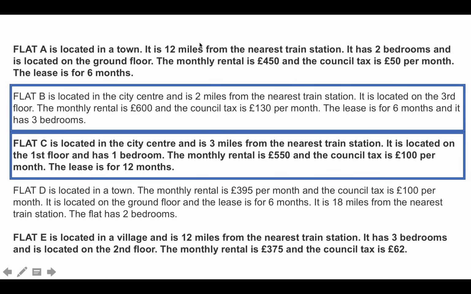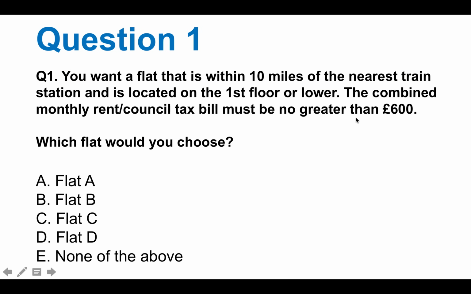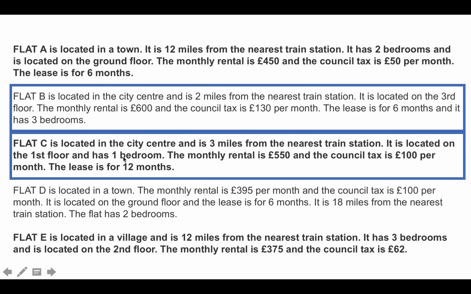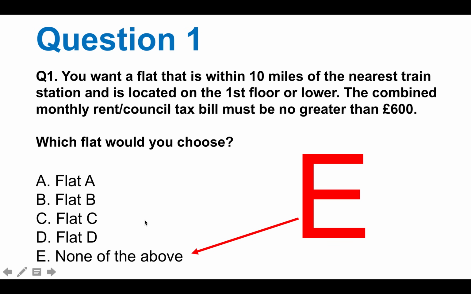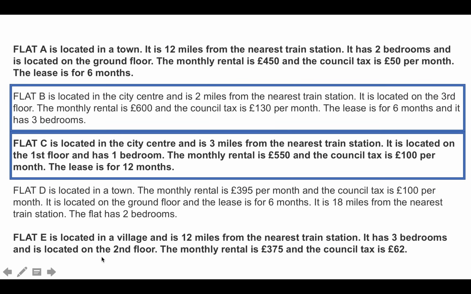Okay, so if we go through now, we know it's flat B or flat C. The monthly rental is 600 and the council tax is 130, so we can eliminate that because that's over the price threshold of no more than 600. And here, the monthly rental is 550 and the council tax is 100, so that takes us to 650. So actually, the answer is E, none of the above, because none of them fit that criteria.